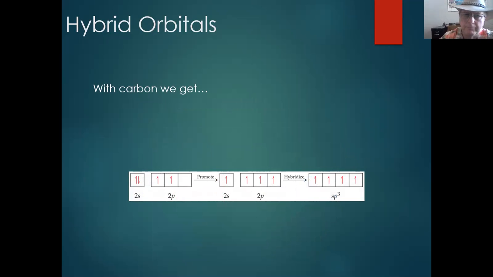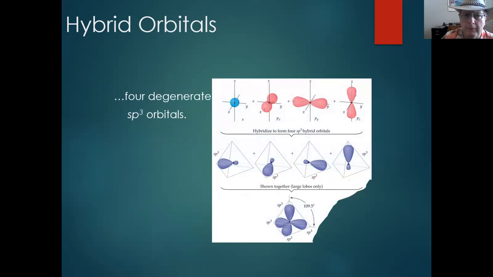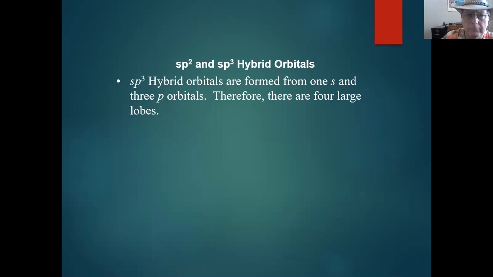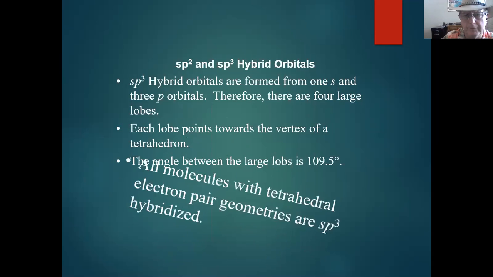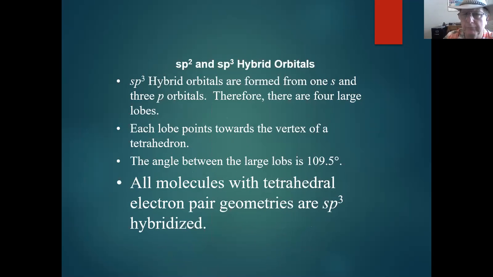With carbon, I promote the electron, get an electron in each of the S and the two Ps. This means I have four SP3 hybridized orbitals. When I shove all of those together, the geometry I end up with is tetrahedral. And this is nothing more than what I've just said.